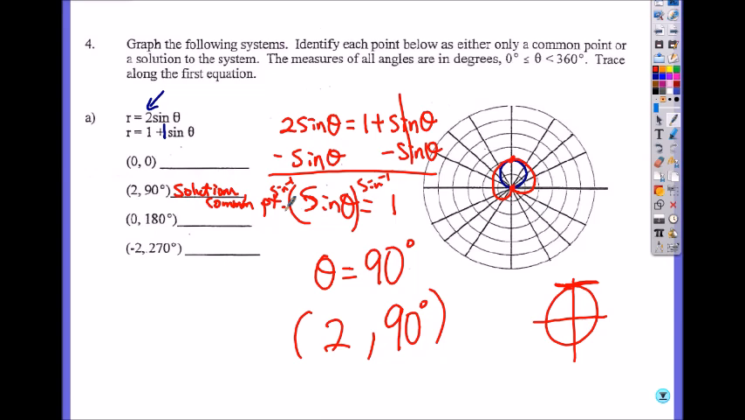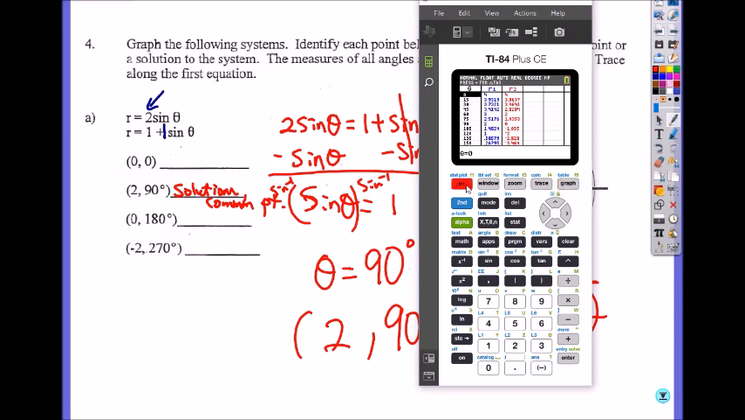What about the other 3? You can do it algebraically. This should just work for one of the equations. Yes? No, it could be more. Yeah, yes. So let's graph this too. So I have 2 sine of theta. And I have 1 plus sine of theta. And I don't think I have to change the window, right?